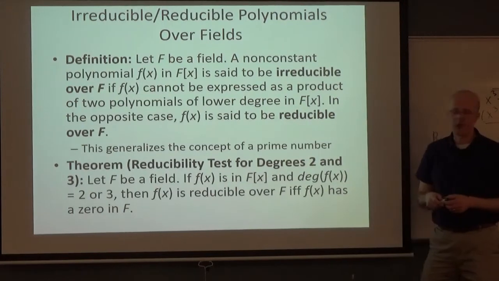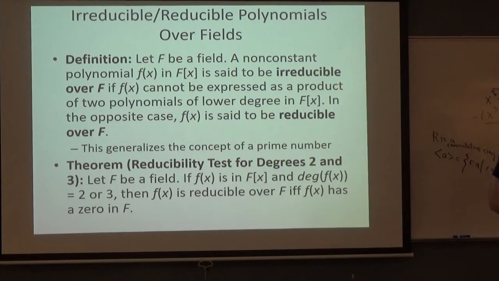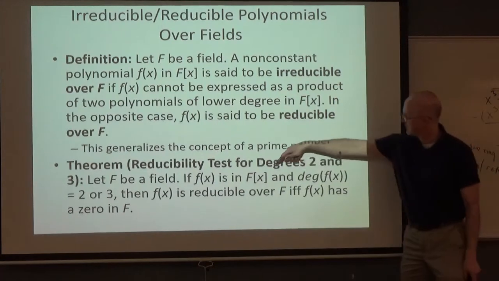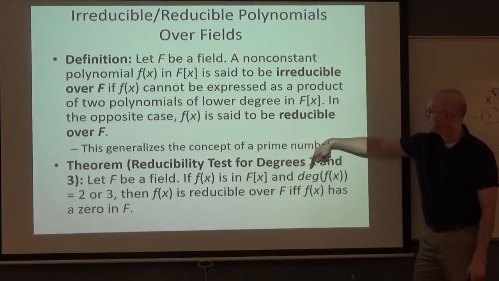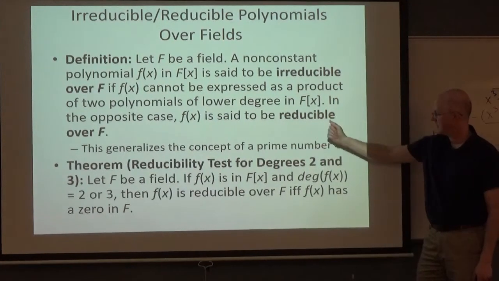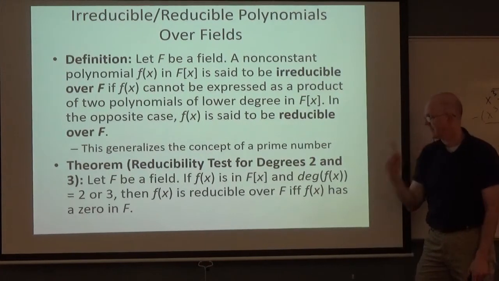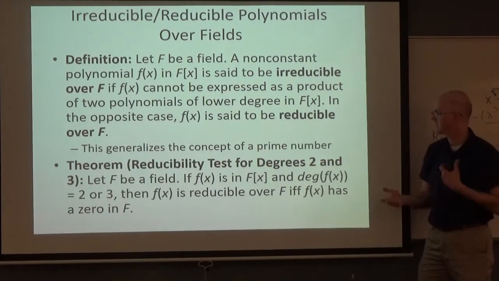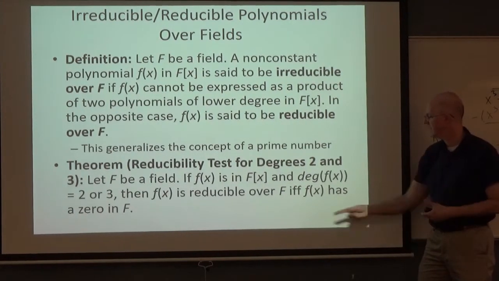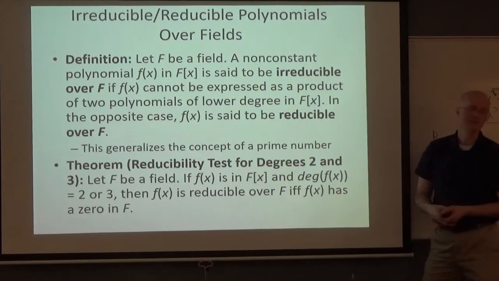A quick theorem worth knowing for the example we're going to look at in the last few minutes is called the reducibility test for degrees 2 and 3. Let F be a field, let f(x) be a polynomial with coefficients in the field, and suppose the degree of f(x) is 2 or 3. Then f(x) is reducible over F, meaning you can write it as a product of two polynomials of lower degree, if and only if f(x) has a 0 in the field.